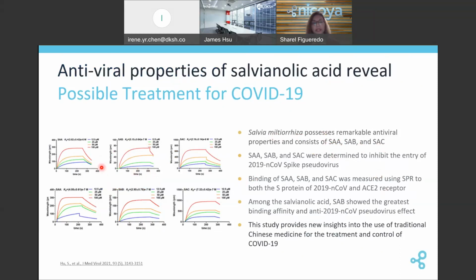So on the top three figures, you see salvianolic acid A, B, and C interacting with the spike protein, and in the bottom figures, we're looking at traces of salvianolic acid A, B, and C with the ACE2 receptors. They measured the binding affinities and concluded that salvianolic acid B showed the greatest binding affinity and anti-2019-nCoV pseudovirus effect. This provided new insight into the use of traditional Chinese medicine for the treatment and control of COVID-19.